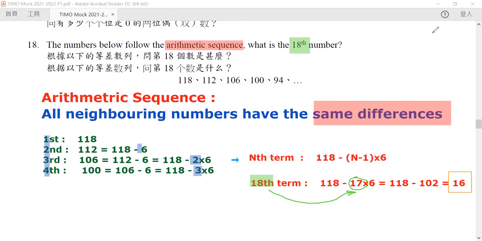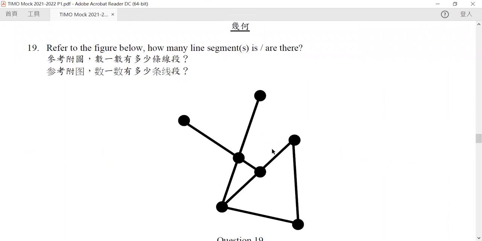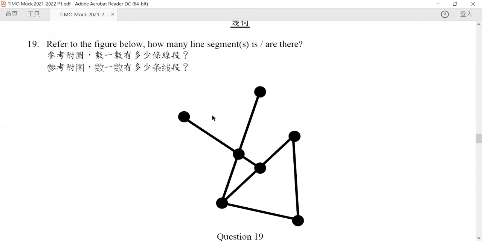Is there any question? If no, then we will go on to talk about the next topic, which is geometry, the topic about graph and diagram. Referring to the figures, we know how many line segments are there.